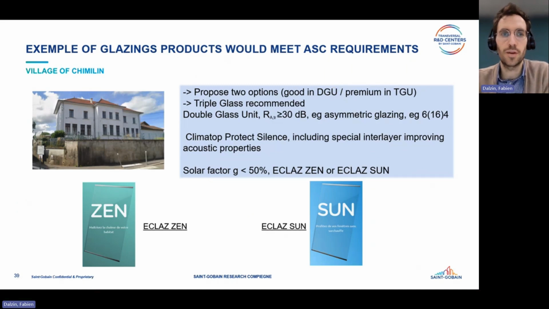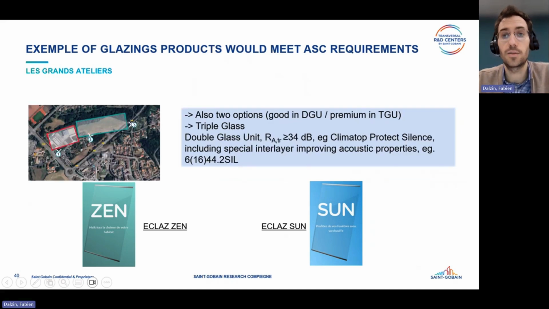So if I come back to the use cases that Erwan just explained before, here are two different examples. In the village of Chimélin, we can propose a good DGU or a premium DGU with an RATR superior to 30 decibels, so you can use asymmetric glazing. And in Les Grands Ateliers, you can see that this is close to a highway, so the noise is very high. We advise to use a double glazing unit with an RATR superior to 35 decibels. Thank you.